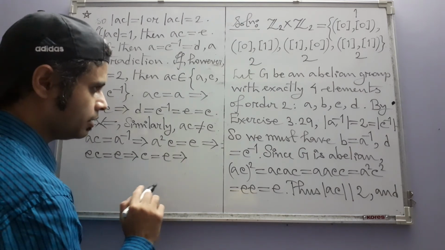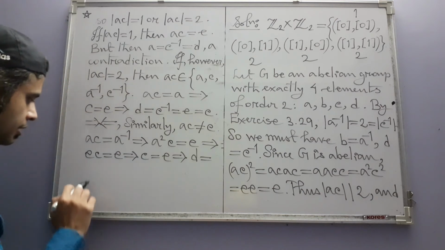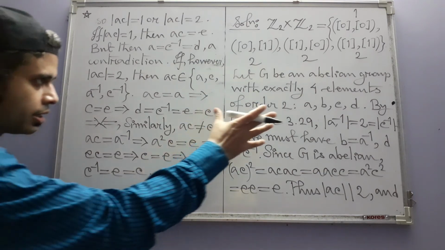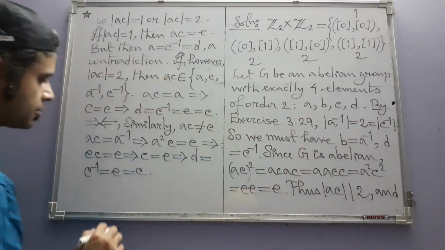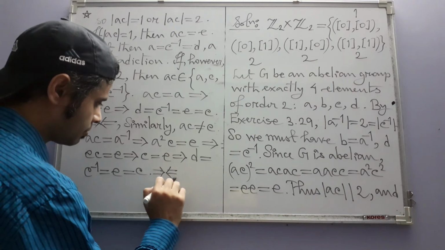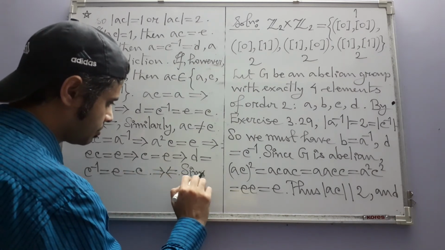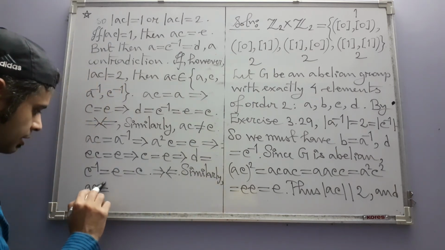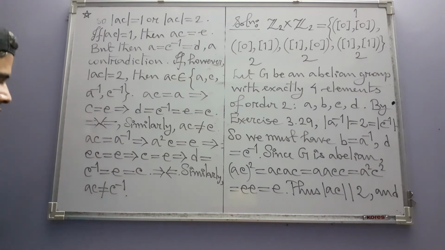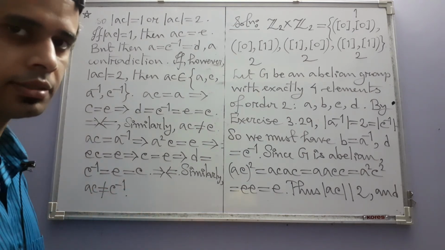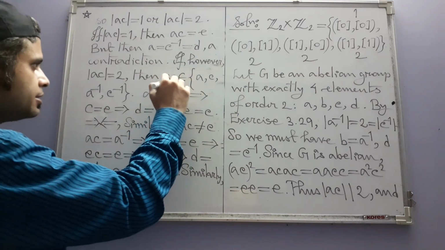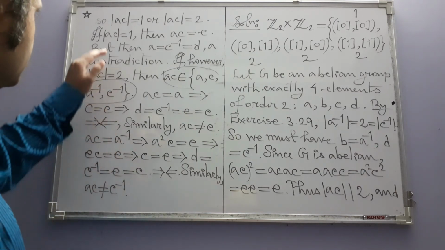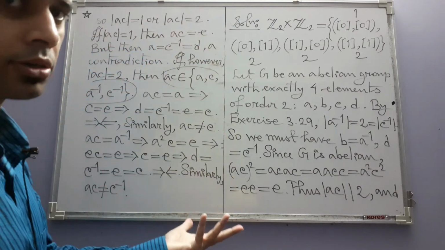But if C is E, again you get that contradiction that D, which is C inverse, is also E, and that is also equal to C, so you get a collapse. So how can you have 4 elements? And similarly, you cannot have AC equal to C inverse either, because then you will have the contradiction that A is E. So that means this cannot happen. And if this cannot happen, then this condition also does not arise.